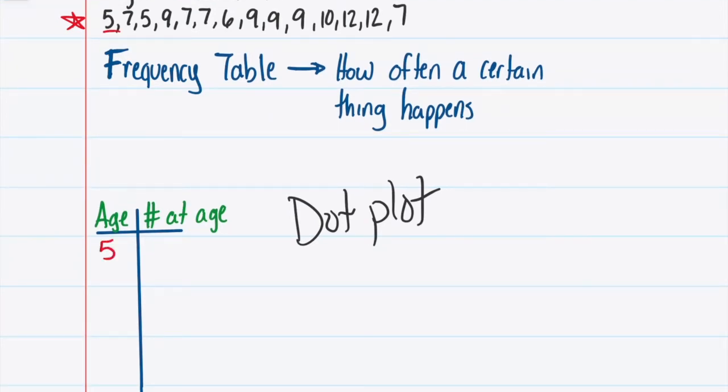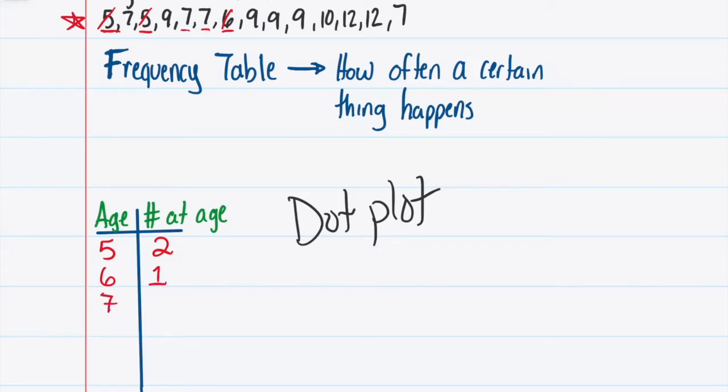Now, how many 5-year-olds do we have? I count 1 5-year-old, 2 5-year-olds, and I think that's it, right? So there's 2 5-year-olds at that age. Well, let's go in order then. Are there any 6-year-olds? I see 1, and I think that's it. There's only 1 6-year-old. What about 7-year-olds?